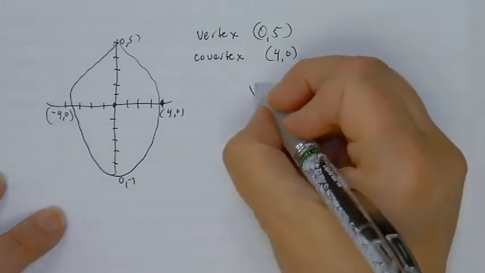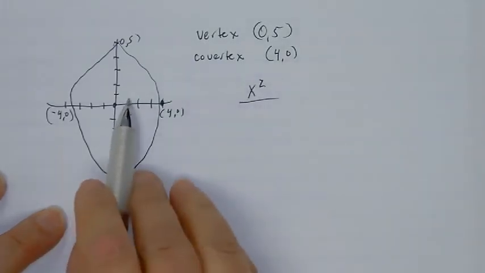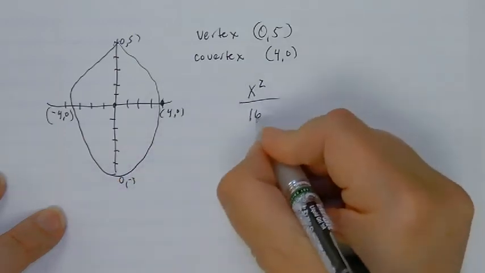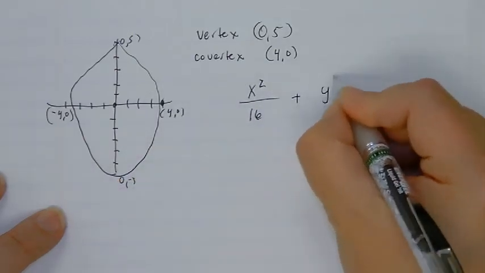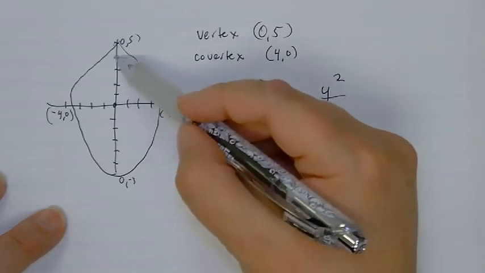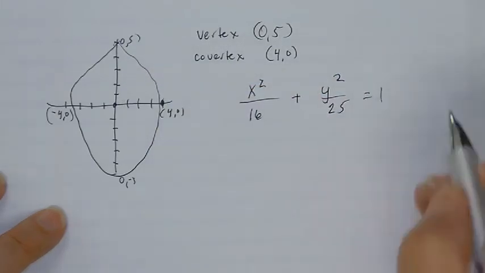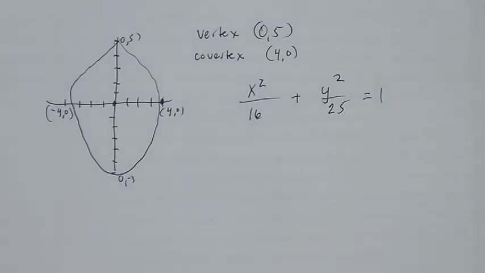So my equation is going to be x squared over however far it goes in the x direction, which is 4, squared, which is 16, and y squared over however long it goes in the y direction, which is 5, squared, which is 25. So the equation for that ellipse is x squared over 16 plus y squared over 25 equals 1.